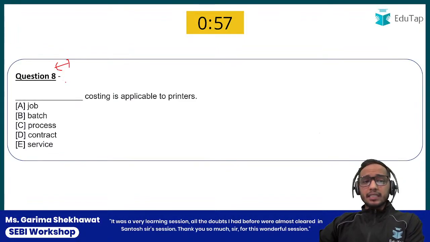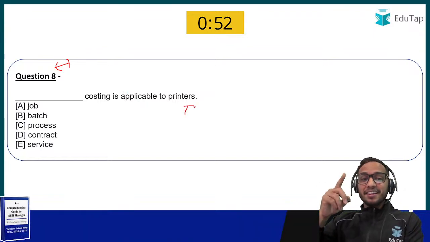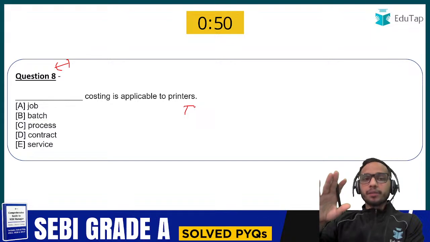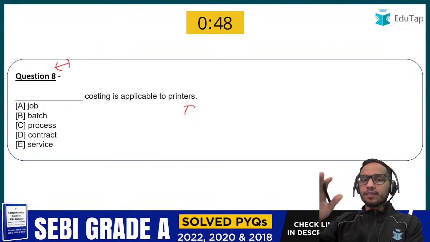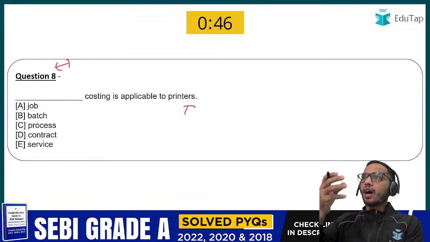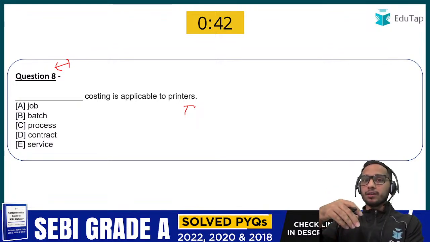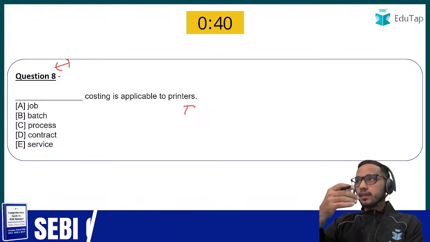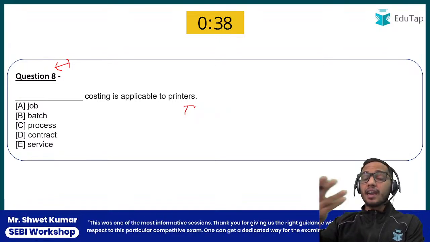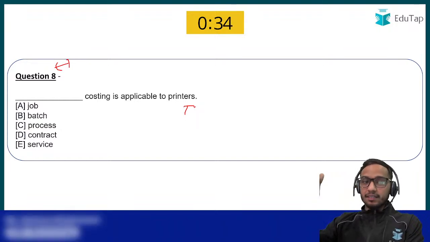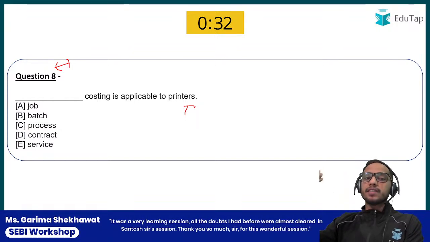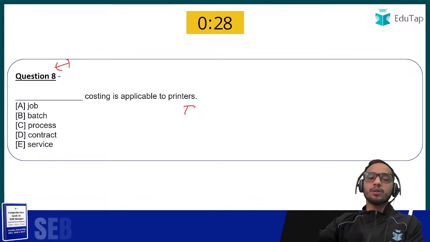Question number 8 says dash costing is applicable to printers. Now again, look at the question very carefully. Read out the question very carefully and think like that. You have to print your document. You are the customer, and suppose you have to print any design you are making. So think like that. Dash costing is applicable to printers: job costing, batch costing, process costing, contract costing, service costing.